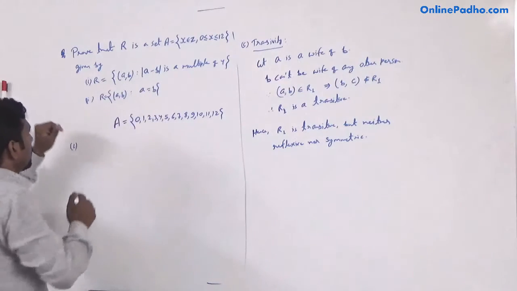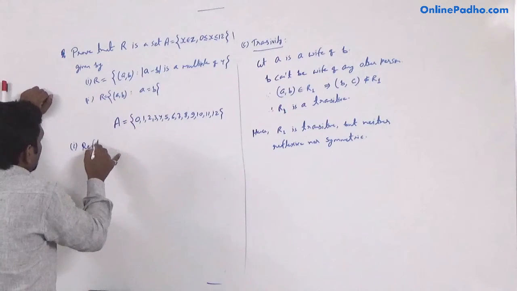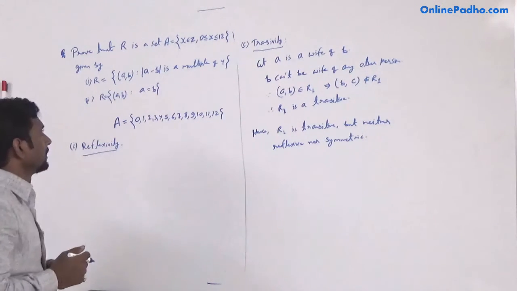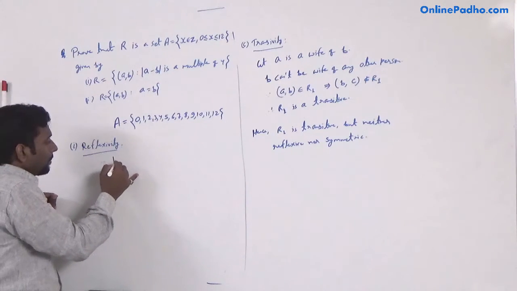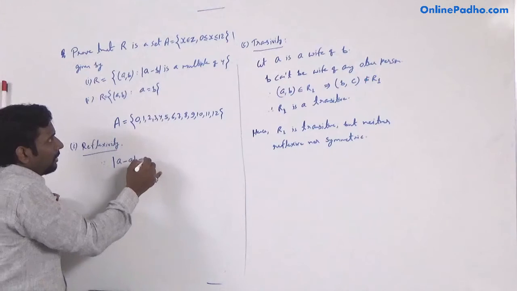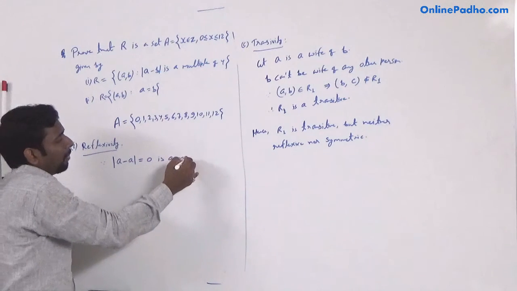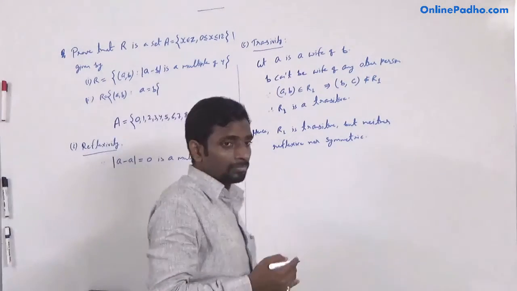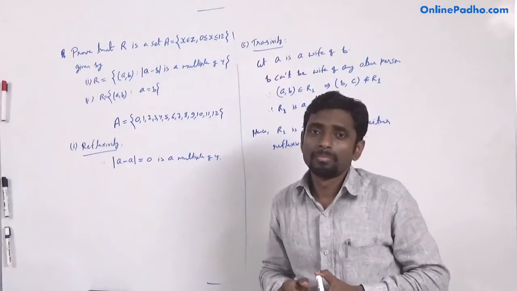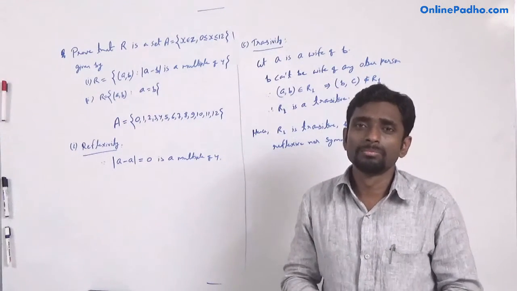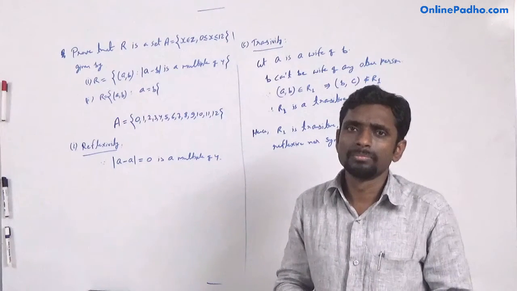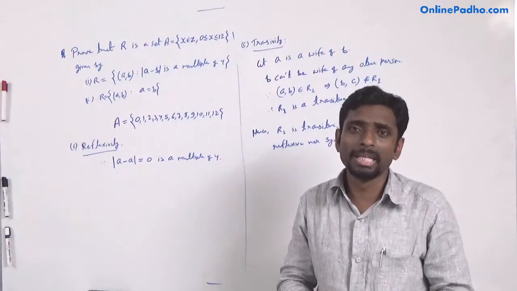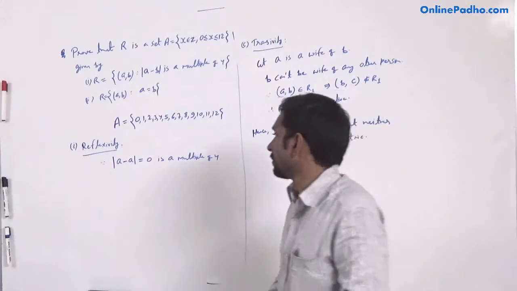How can we say that it is reflexive or not? First we have to check the reflexivity. Since mod A minus A is equal to 0, and 0 is a multiple of 4. Is 0 a multiple of 4, or divisible by 4? Yes. Multiple of or divisible by, the same thing. 0 is a multiple of 4.